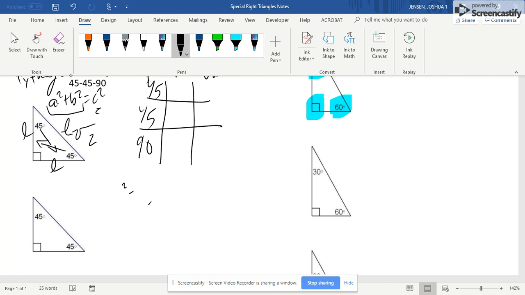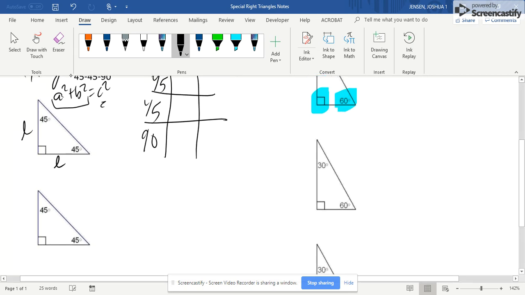Let me go ahead and clear the board. We don't need that anymore. So all we were saying was, hey, we have this L, and this is L times the square root of 2.